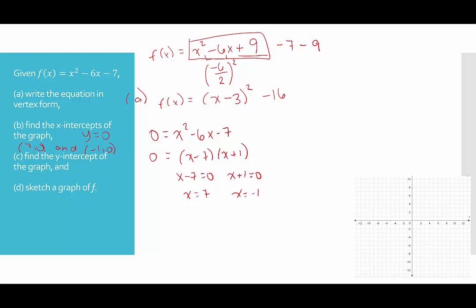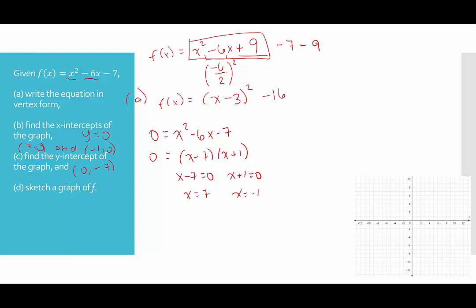Finding the y-intercept of the graph. So to find the y-intercept, that means we're going to plug in 0 for x. I find it's generally nicer to use standard form for that, because what's going to happen is this will turn to 0, this will turn to 0, and we're just left with negative 7. So the y-intercept would be (0, negative 7). And now we want to sketch a graph.